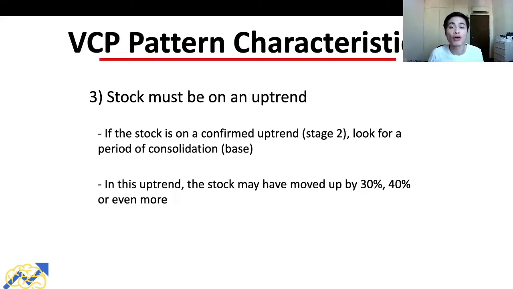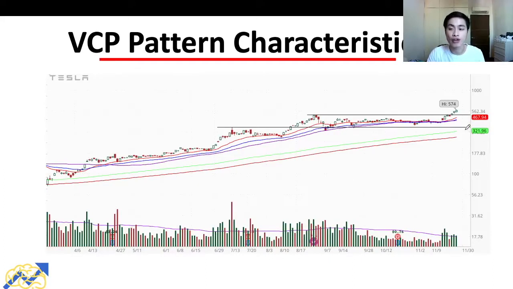This is the price chart for Tesla, and on the right side we see that this is a period of consolidation. And before this period of consolidation, we see that prices were on an uptrend. This period of consolidation by Tesla meets the third characteristic of the VCP pattern, which is that the stock must be on an uptrend before the period of consolidation.